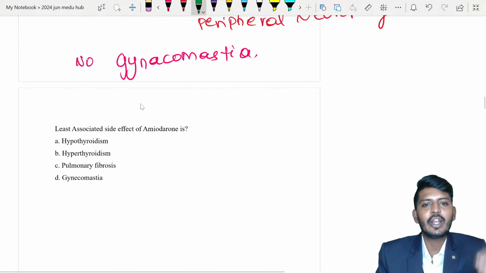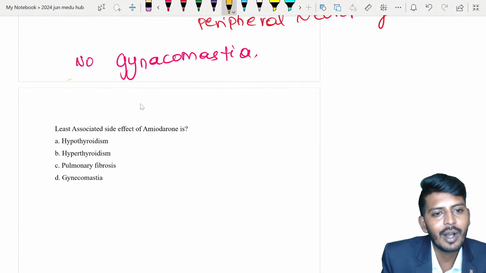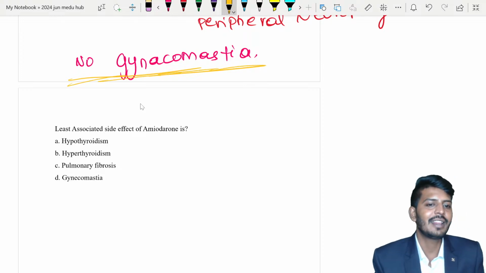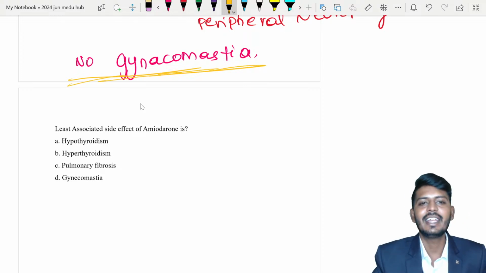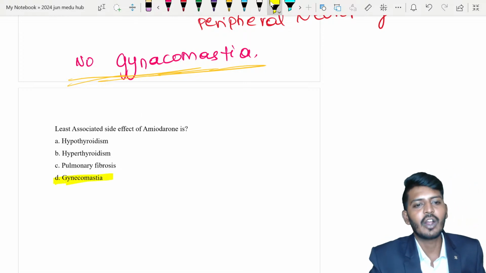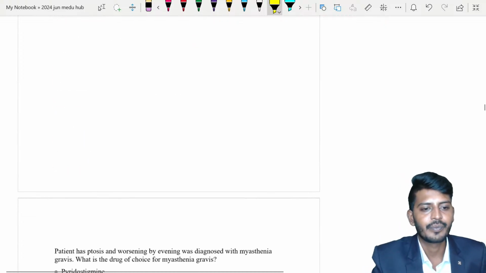चलो पीछे तो देखो, यहाँ पे लिखा हुआ है, इतना बड़ा लेटर्स में. व्हाट इज दैट? लीस्ट एसोसिएटेड विद amiodarone इज गायनेकोमेस्टिया. आंसर इज डी, गायनेकोमेस्टिया. ठीक है सर. चलो आगे बढ़ते हैं. नेक्स्ट क्वेश्चन.